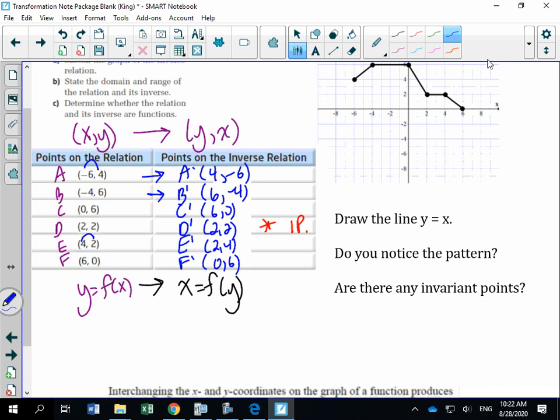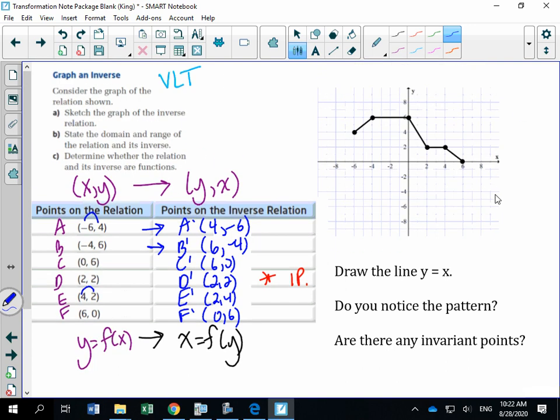Okay, let's get this new graph in. A prime is 4 comma negative 6, would be right there. B prime is 6 comma negative 4, would be right there. C prime is 6 comma 0. Oops. C prime. D prime is 2 comma 2.